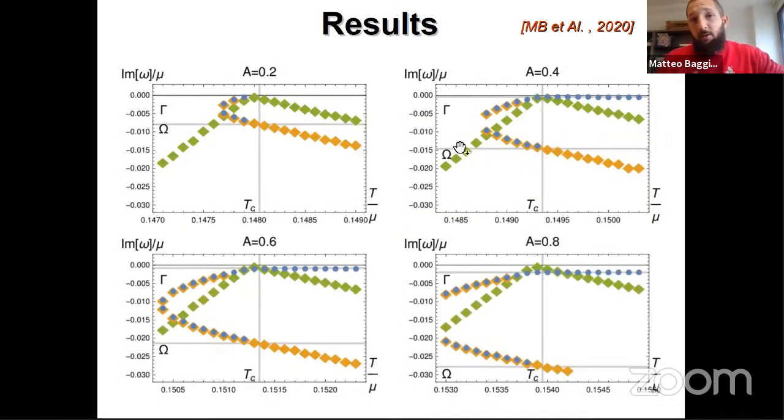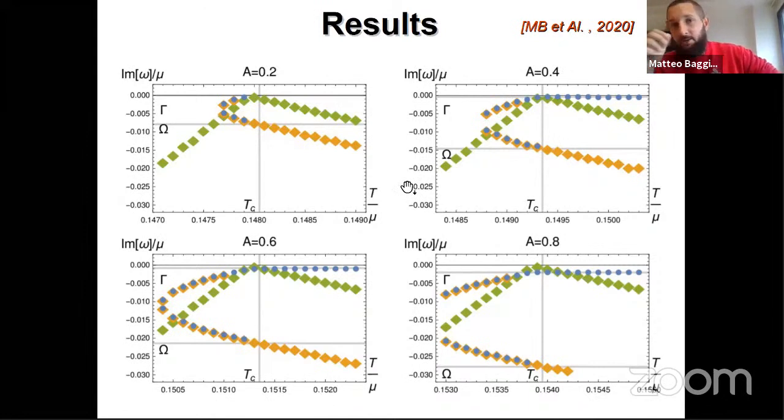And now you can understand this a bit better, and you can start to increase the explicit breaking. And what you see is the following. If the explicit breaking grows, first of all, the Drude pole, the blue one, becomes more and more damped. And there is also another very important consideration that I will focus on in the next slide, which is the following.